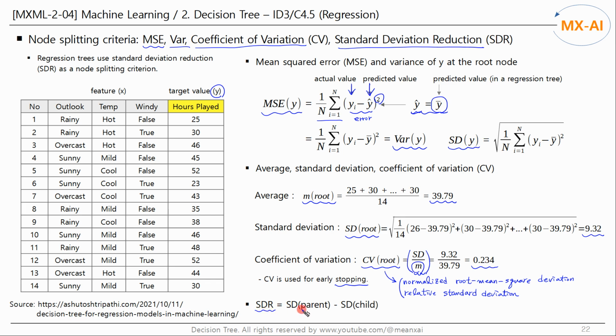Standard deviation reduction is the difference between the standard deviation of the target y for the parent node and the weighted sum of the standard deviations of the child nodes. We'll look at this in the next slide. This is similar to the information gain used in classification trees. The smaller the standard deviation of the child nodes, the larger the SDR, so it is better to split the node.